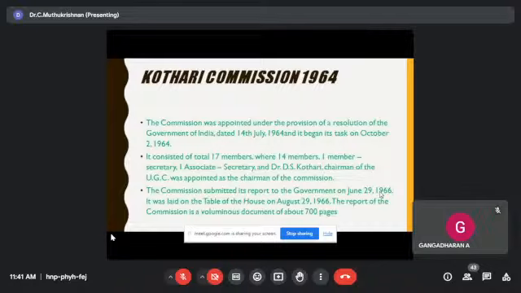The commission submitted its report to the government of India after 2 years, on June 29th, 1966. It was laid on the table of the House on August 29, 1966. The report of the commission is a voluminous document of about 700 pages. It's very, very important. So around 700 pages of report they have prepared in the Kothari Education Commission 1964.